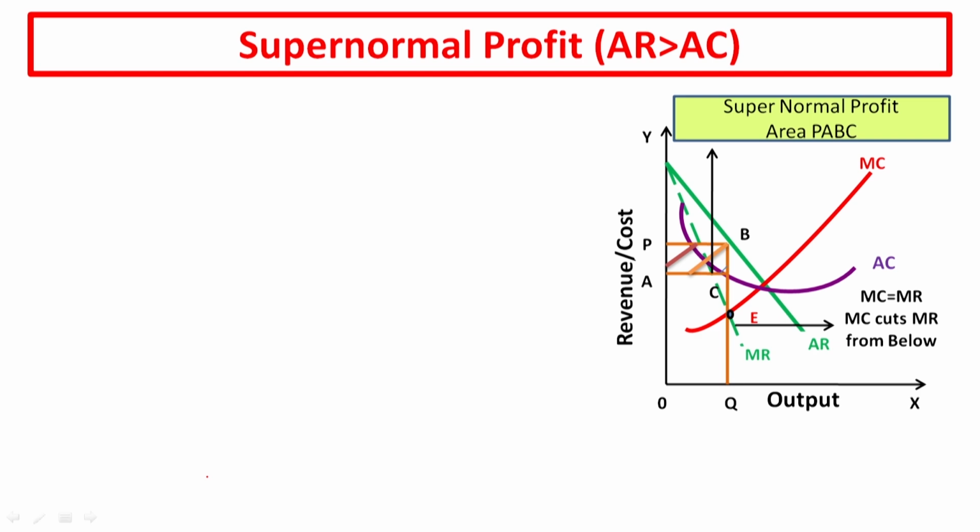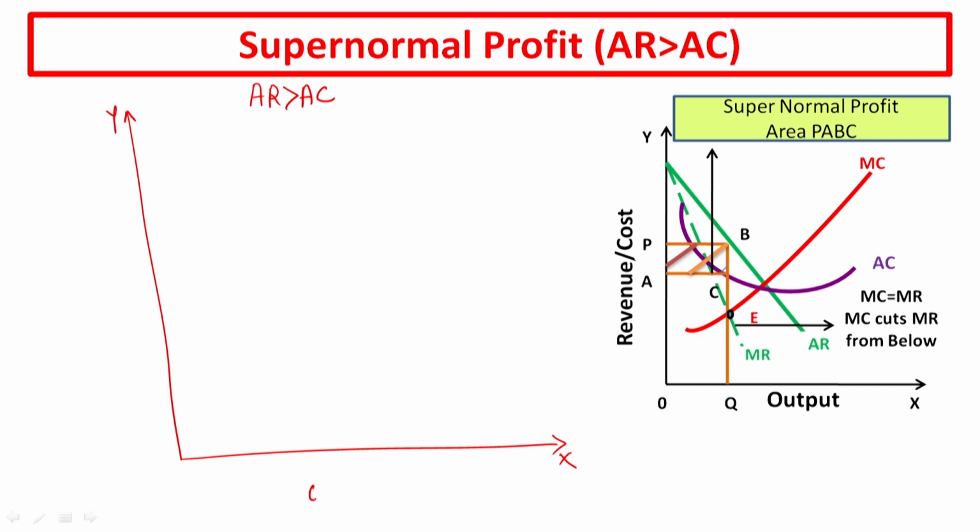Now the first is supernormal profit. Supernormal profit means your average revenue must be greater than your average cost. So suppose this is your x-axis, this is your y-axis. On the x-axis, you have to write the output. On the y-axis, you have to write the revenue and cost. Then you have to draw the AR. Then you have to draw the MR.